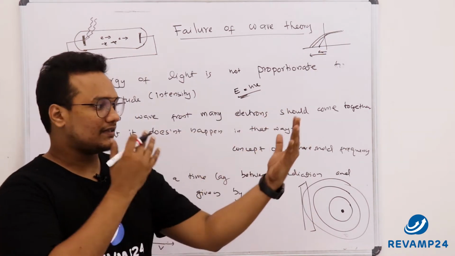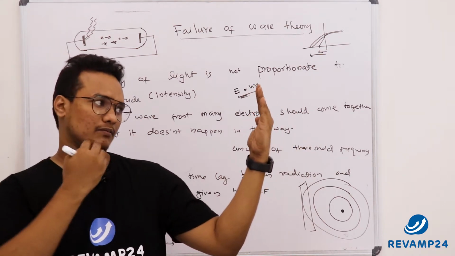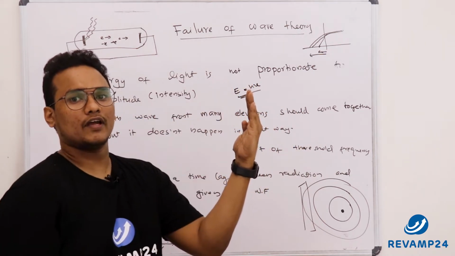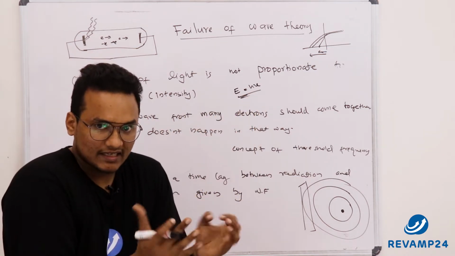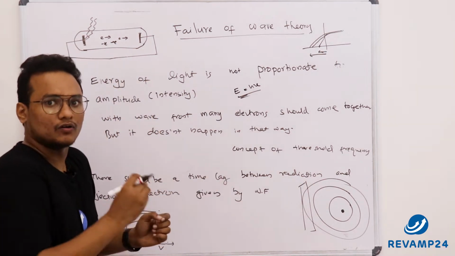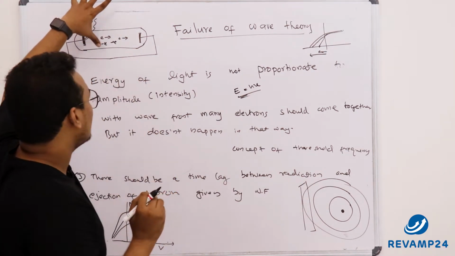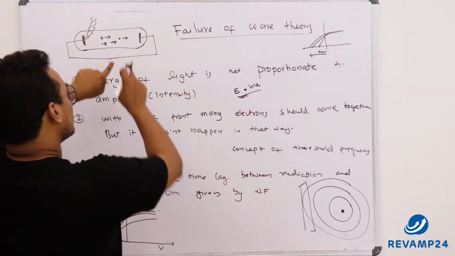So in that case, there will be a time lag. Initially there won't be any photoelectric emission. On loading the wavefronts on the metallic surface, the energy will increase and then photoelectric emission will happen. But is it actually happening in this way? No. The moment we turn on the bulb, we are able to see photoelectric emission happening in this circuit.